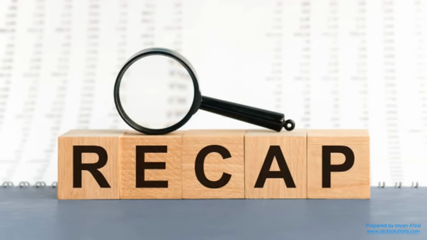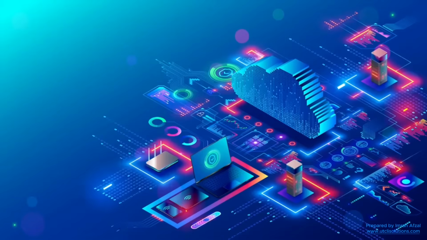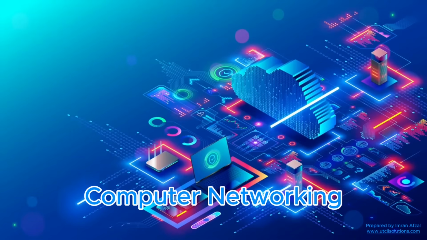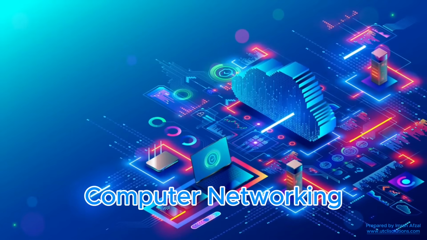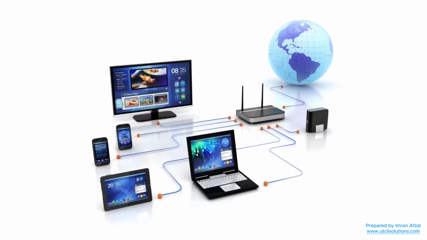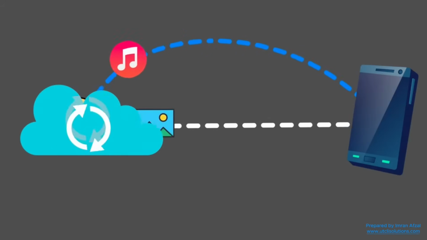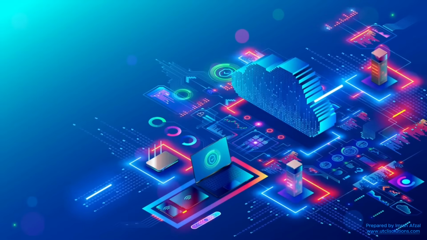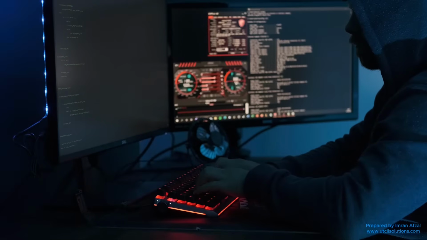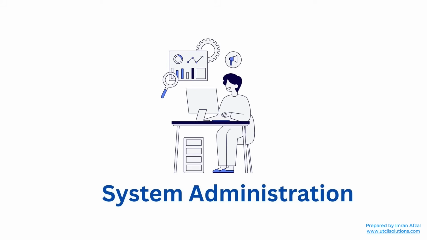Let's quickly remember what we learned in our last video. We talked about computer networking, the invisible web that connects computers and lets them share information. We saw how devices like computers, phones, and tablets talk to each other using networks. We also learned about routers, switches, modems, and how data moves across the internet. Now that you know what a network is, it's time to learn how these networks and systems are managed. This is called system administration. Once we understand what system administration means, we'll look at the people who perform these important tasks.